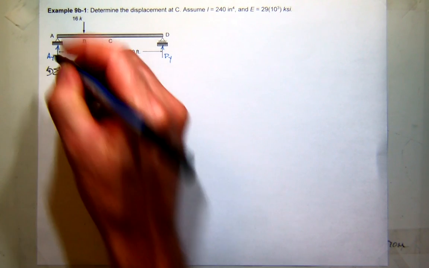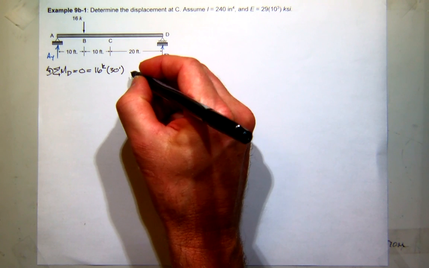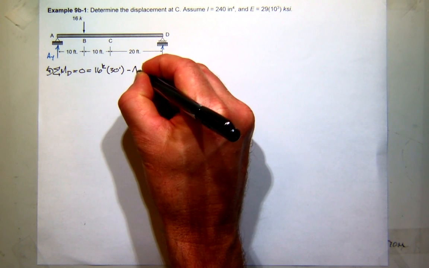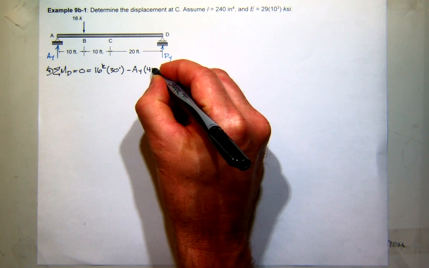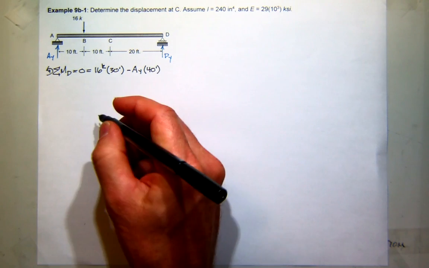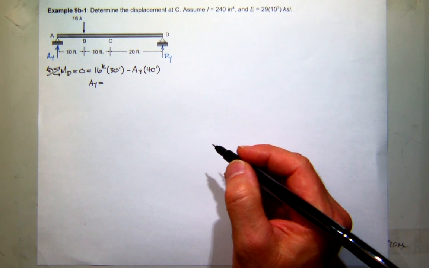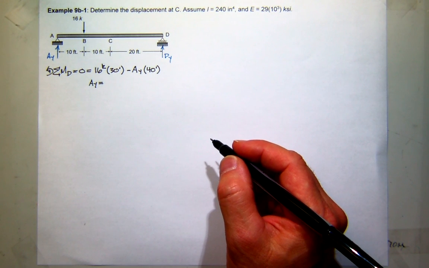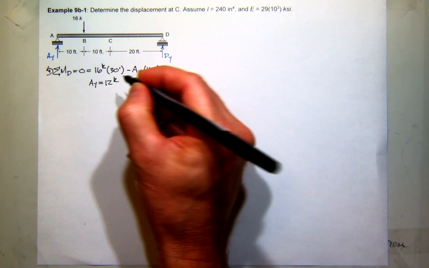AY creates what kind of moment about D? Positive or negative? Negative. So I would have AY, and it has a moment arm of 40 feet. So what is AY? 12? That's convenient.